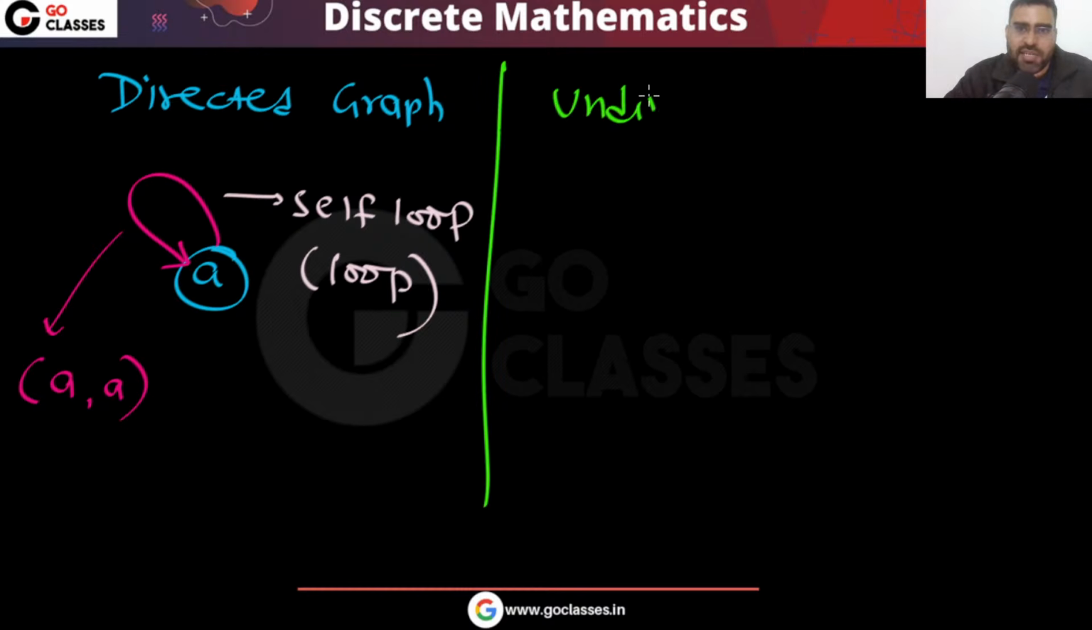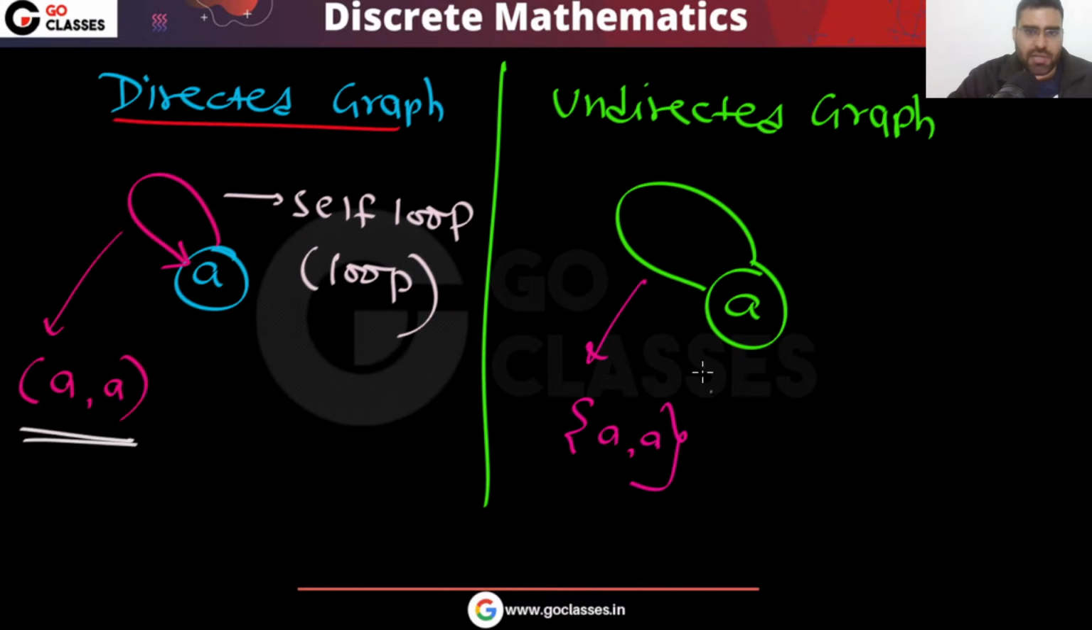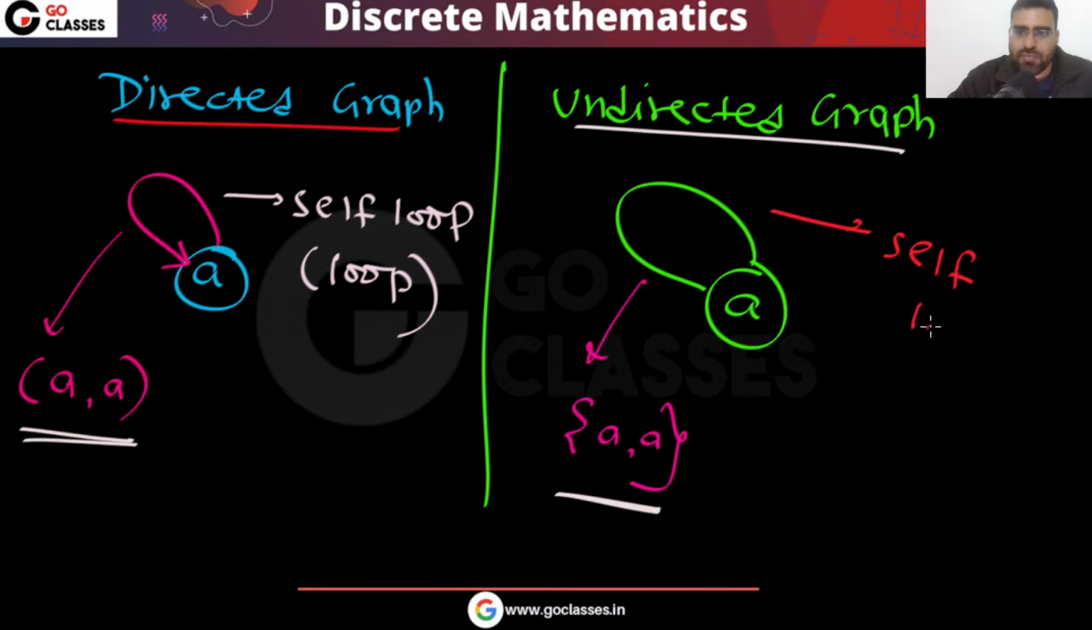Now what about the undirected graph? In the undirected graph also you can have a self loop. For example, if you have this vertex, then this type of loop, look at this. You can say this is between A and A. Remember, in the directed graph every edge is an ordered pair, and in the undirected graph every edge is an unordered pair. So this is your self loop.